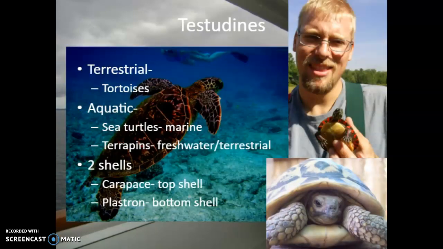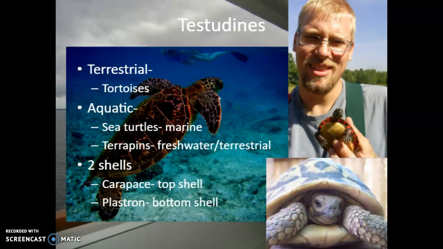Next, we have the Testudines. There are two major groups of Testudines. You have your terrestrial ones, which are your tortoises. They are primarily herbivores, and they do not swim. And then you have your aquatic ones. You have your sea turtles and your terrapins. And terrapins are the turtles that you usually think of. Terrapins are the turtles you might find here in Michigan. They spend a lot of their time in the water, but they come out on land fairly frequently as well.